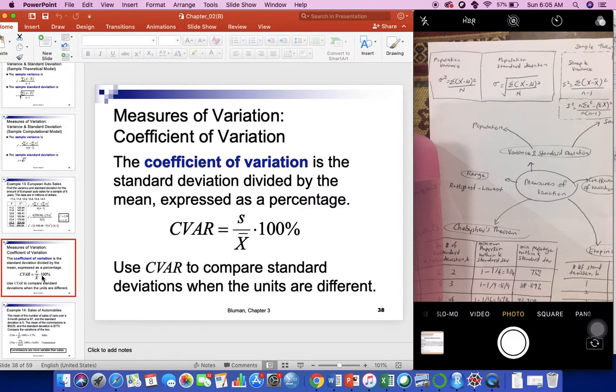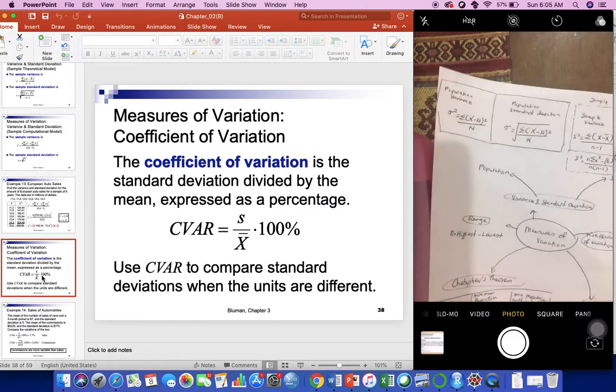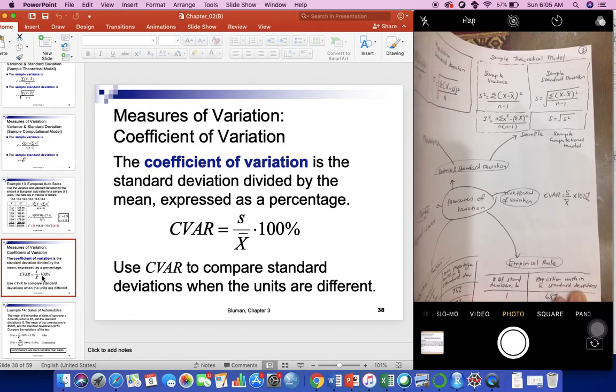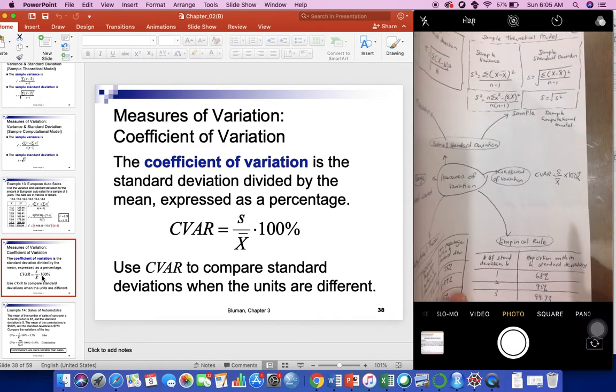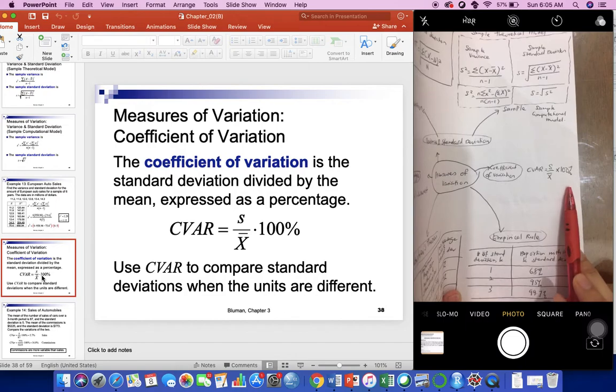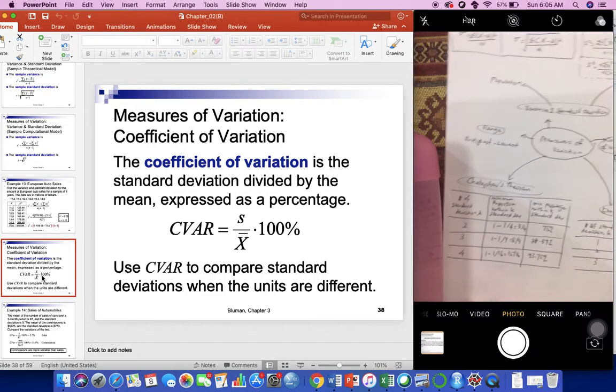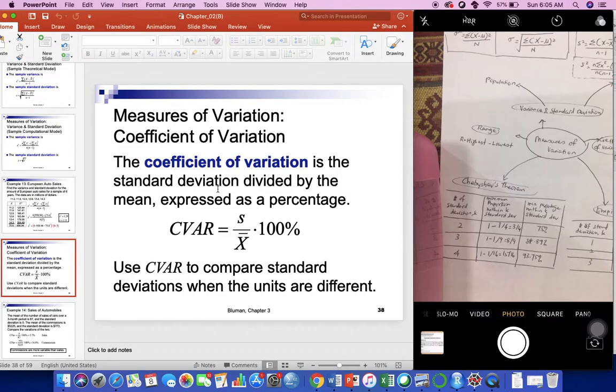Okay, coefficient of variation. The coefficient of variation is the standard deviation divided by the mean, times 100. You can see here, S is the standard deviation, X with the underline is the mean, times the percentage, so 100%.